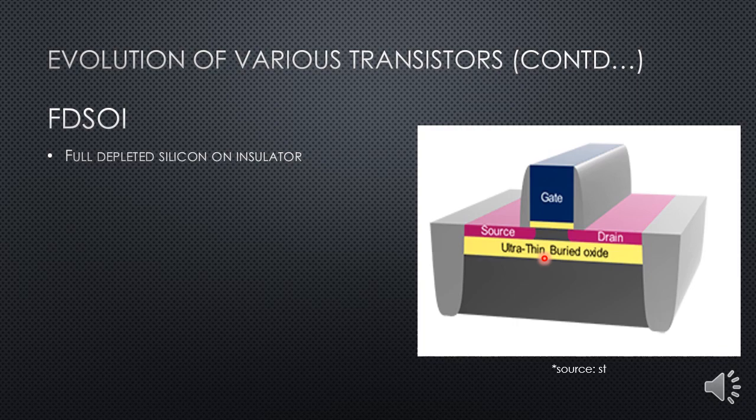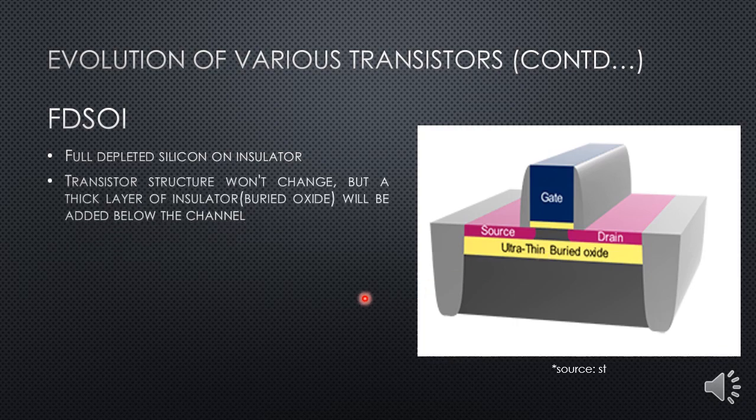So that's the reason we call it fully depleted silicon on insulator. As I said, the transistor structure won't change, but a thick layer of insulator will be added below the channel. So we have a buried oxide layer present underneath that. That's the only basic difference between that one and this. So leakage will be very less compared to the planar CMOS.